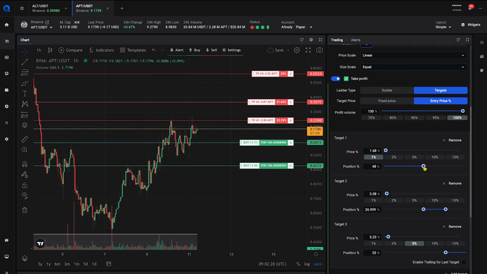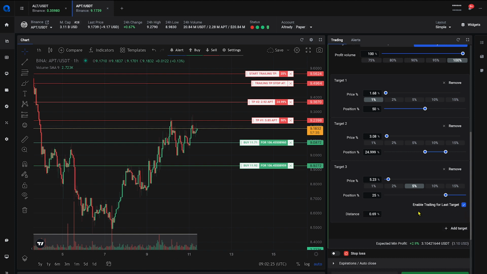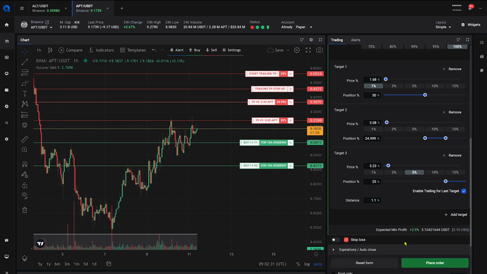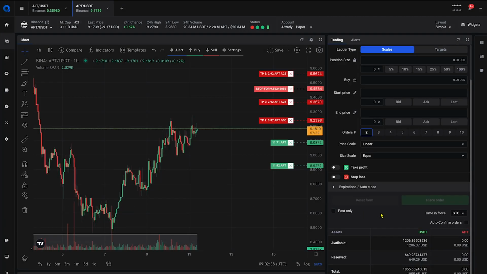To enable the trailing take profit, you can tick the checkbox right here. Set the distance between the price trigger and sell price. Don't set the distance too close to the trigger price, as small market movements will close your position earlier. You can now confirm the position and let the system take over.